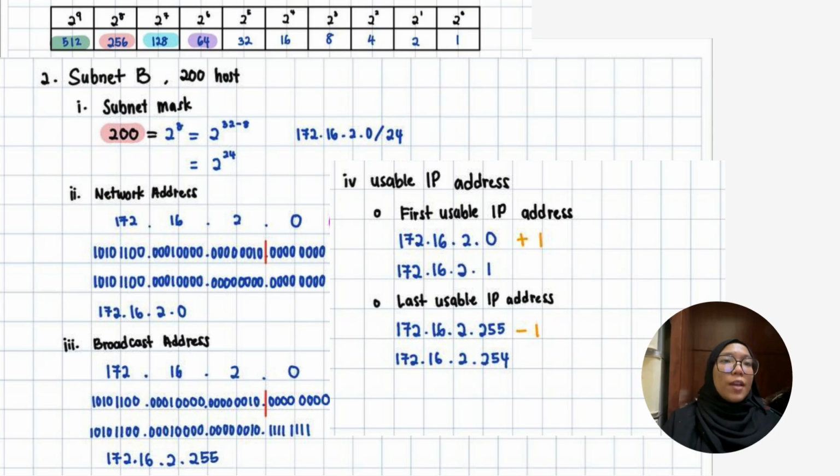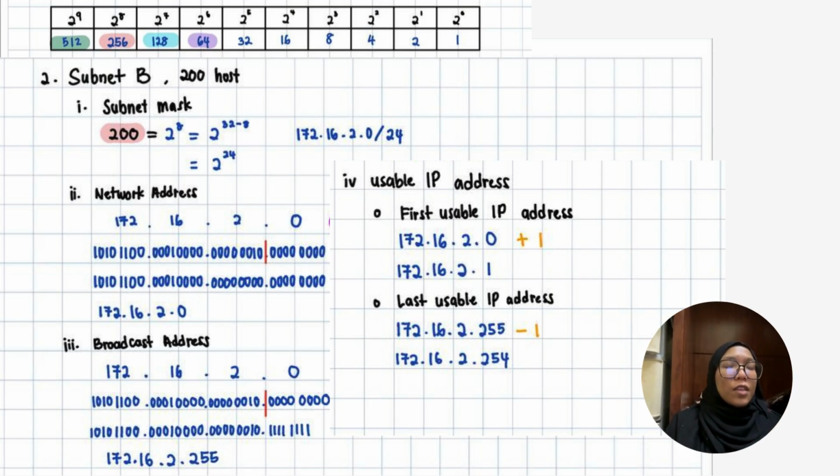Now for subnet B, it provided us with 200 hosts. Like before, for the subnet mask, we need to look for the closest number to 200, which here we can see is 256, equal to 2 to the power of 8. Then we calculate using the equation 2 to the power of 32 minus 24, which equals 2 to the power of 8, so 24 is the subnet mask.